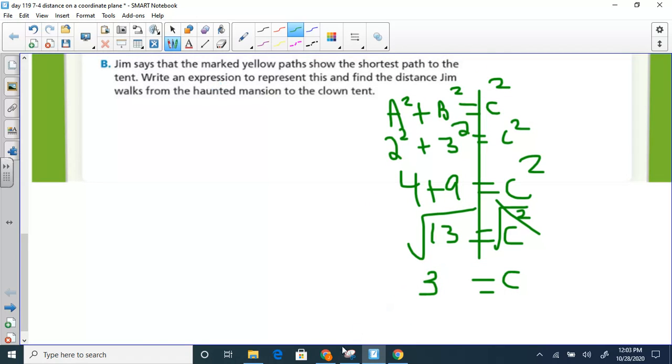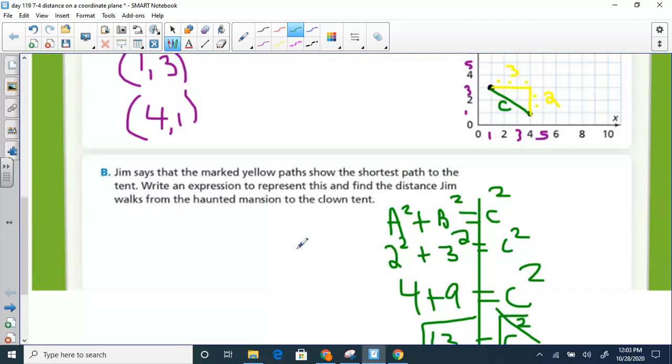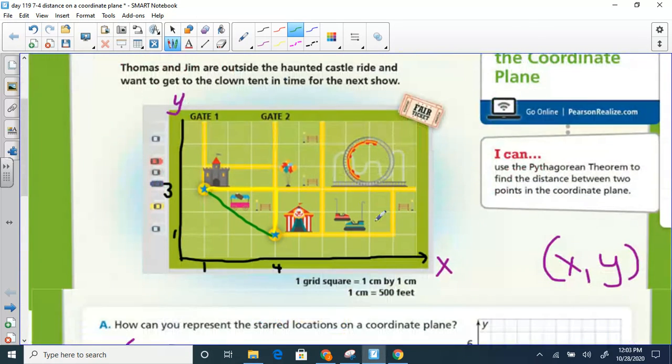It doesn't really say, so I'm going to use my judgment and I'm going to write 3.6. And I don't really know what the units are. I don't think it said what it was. Oh, 1 grid square equals 1 centimeter by 1 centimeter. That's okay. And each centimeter is 500 feet.